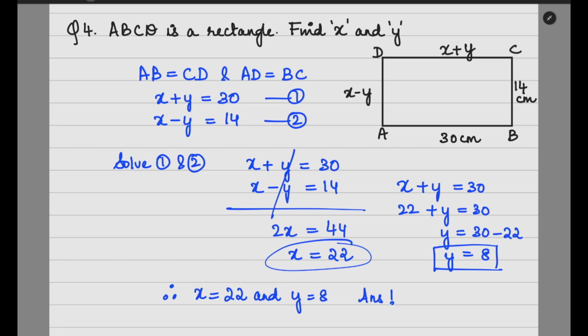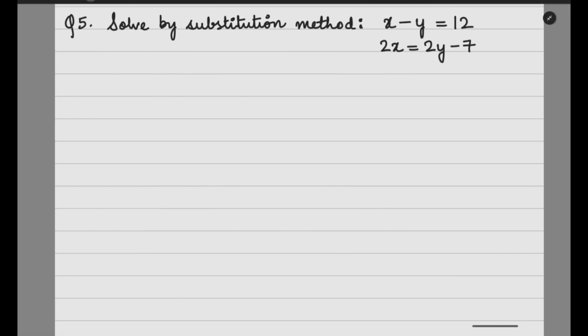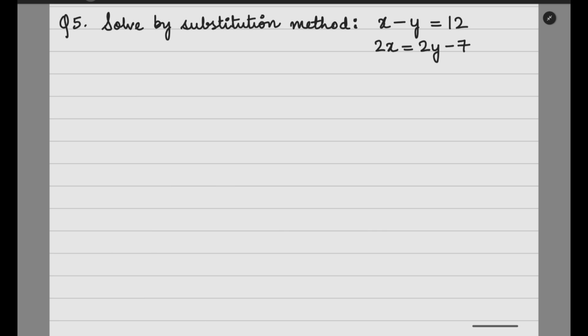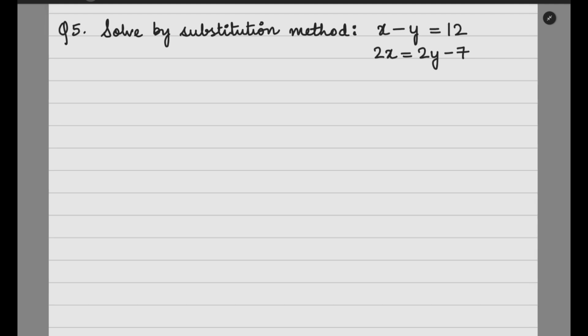Let's move on to the next question. Solve by substitution method. Let's do it using the substitution method. So you are given two equations. Let this be x minus y equal to 12. Let this be equation 1 and let this be equation 2.